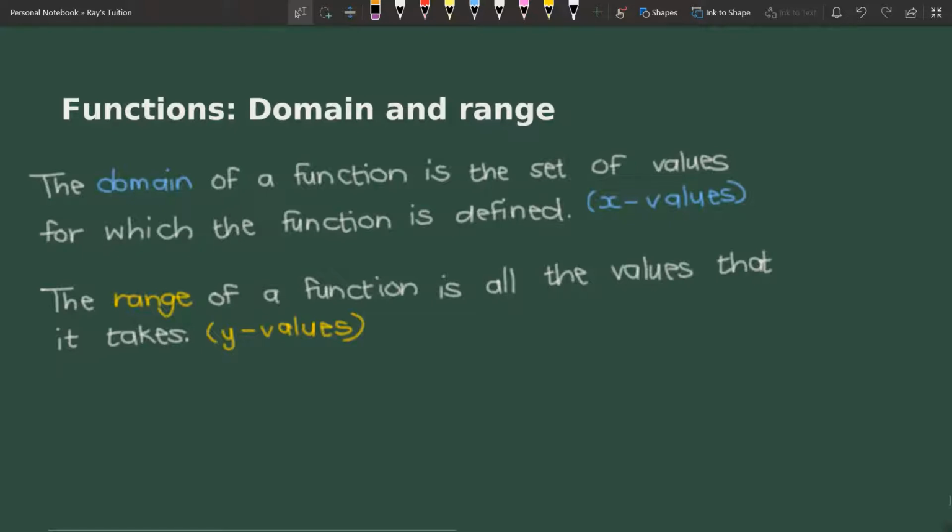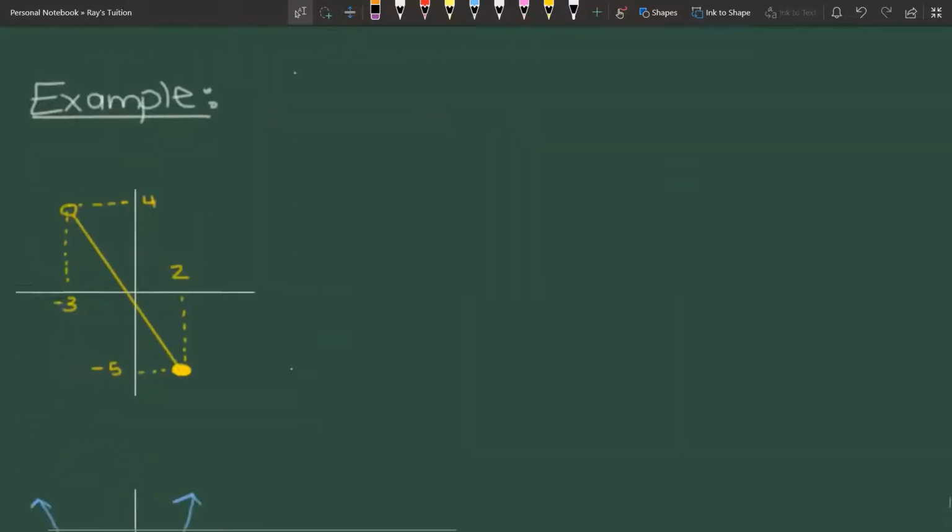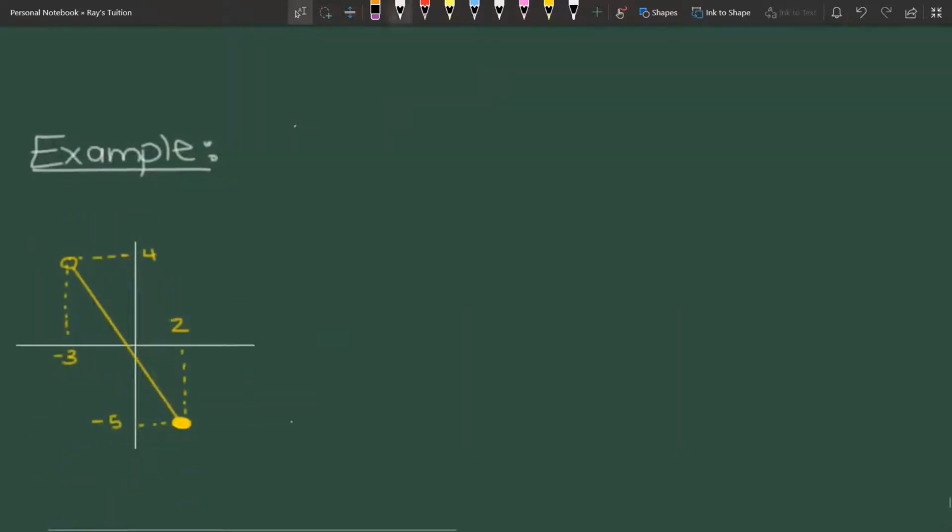So let us have a look at an example. Over here we have a straight line graph, but at the ends it has an excluded end over there and an included end over there. Let's first look at the domain. The domain is the x values, so we usually start with the smallest x value. Here, the smallest x value that it takes is associated with this dot over here, and it is -3. Because it is excluded, and open dots mean excluded, it will get a round bracket.